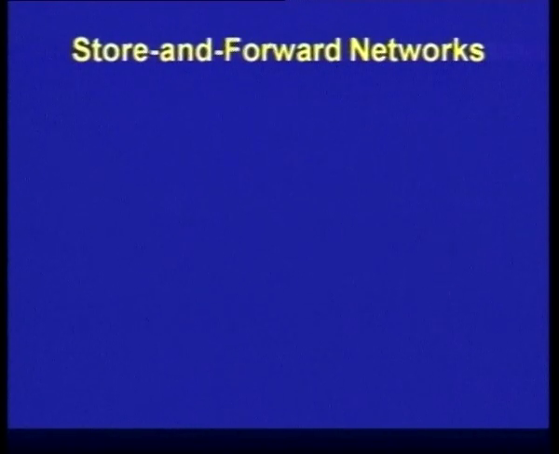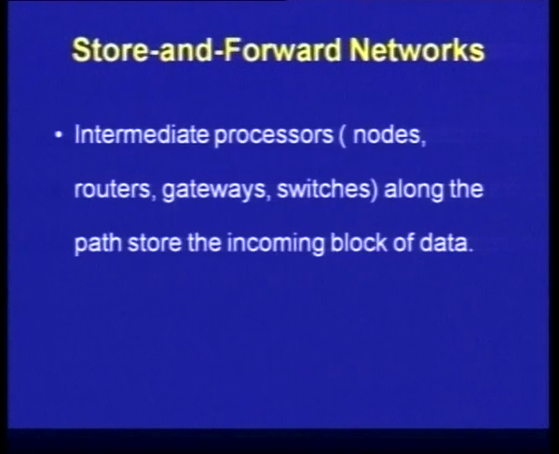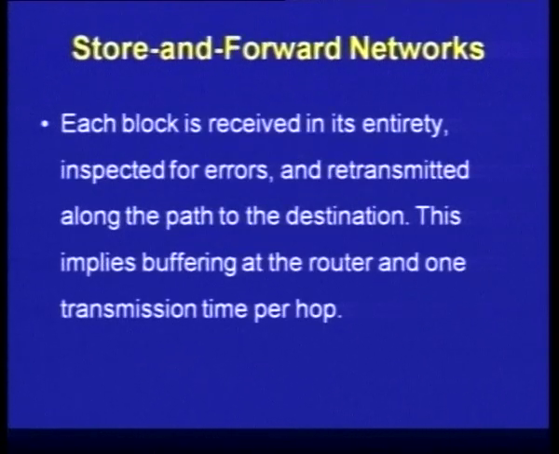Now coming to store and forward networks. This is different from the circuit switching mechanism in the sense that intermediate processors, intermediate nodes, routers, gateways or switches along the path store the incoming block of data. Each block is received in its entirety, inspected for errors and retransmitted along the path to the destination. This implies buffering at the router and one transmission time per hop. This is the mechanism that is used in all store and forward networks.